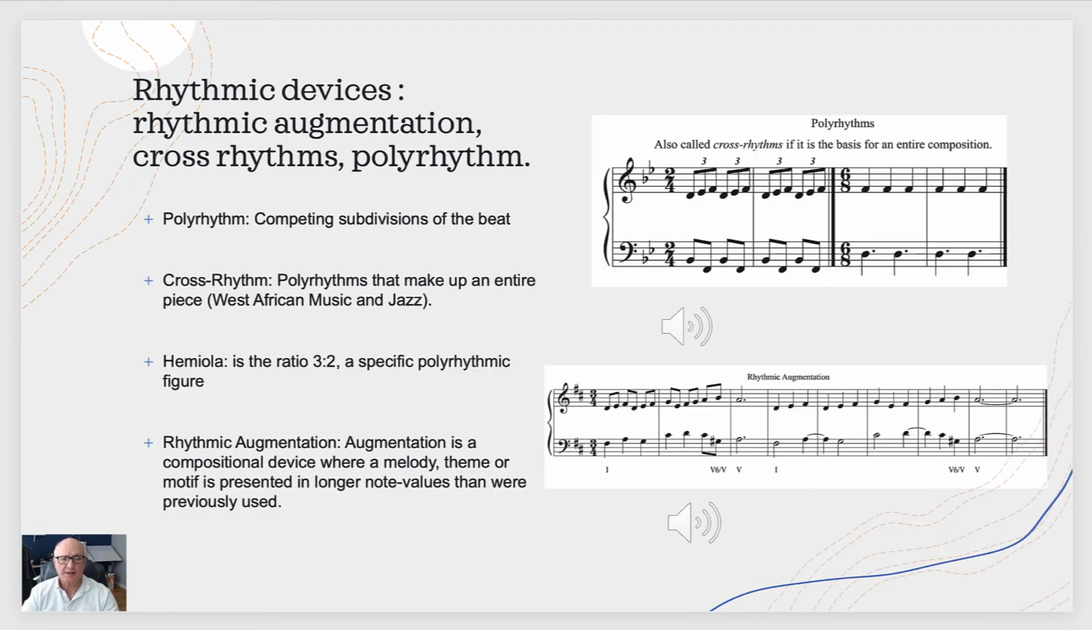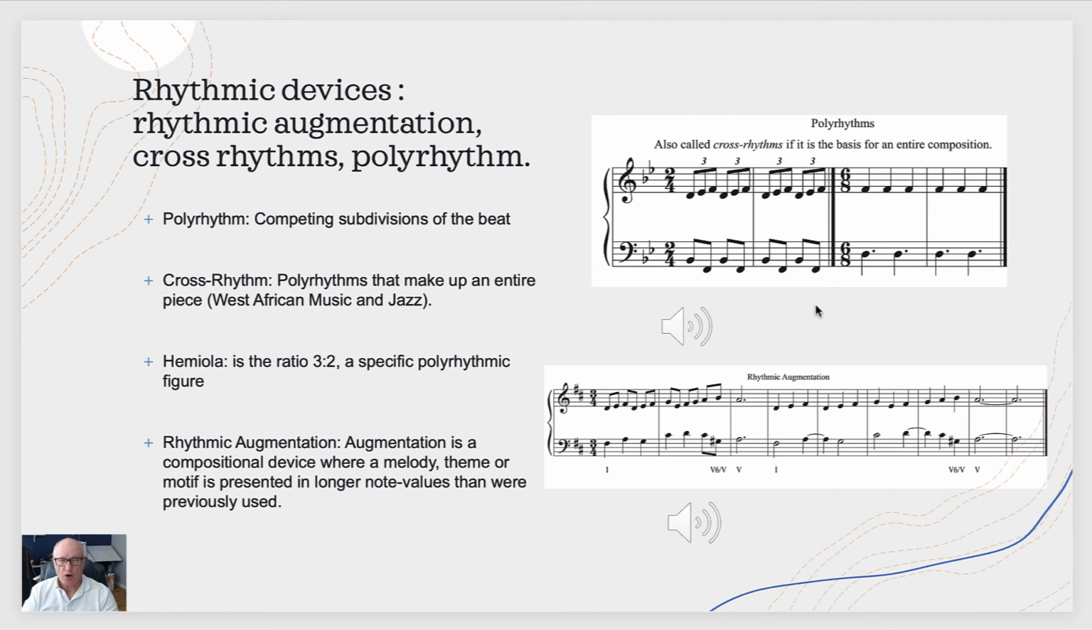Rhythmic devices. I was asked to define rhythmic augmentation, cross rhythms, and polyrhythms. Now, a polyrhythm is nothing more than competing subdivisions of the beat. In other words, if the subdivision of the beat is 2, but at the same time I'm playing sets of 3s, that's called a polyrhythm. Now, there are several kinds, but the most common polyrhythm is the one that's in the very top, and I'll play that for you.